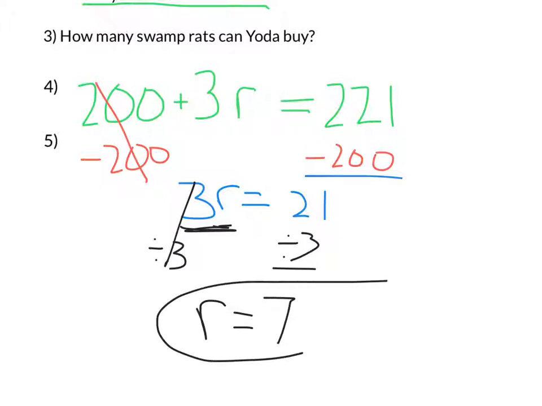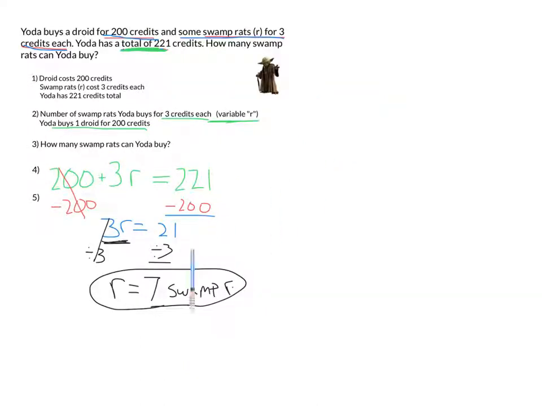So Yoda should be buying 7 swamp rats. And I'll just put an R for rats. Now we have our answer of 7 swamp rats. I'm just going to check this really quick up here.